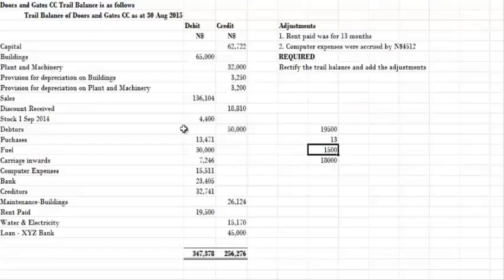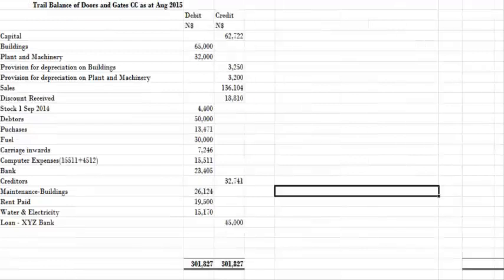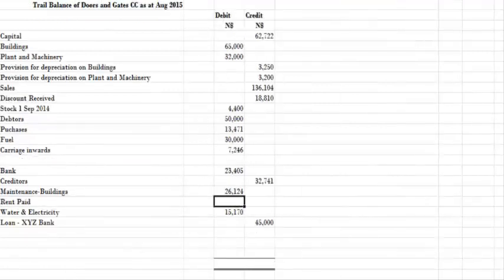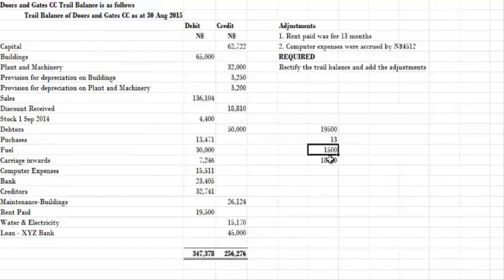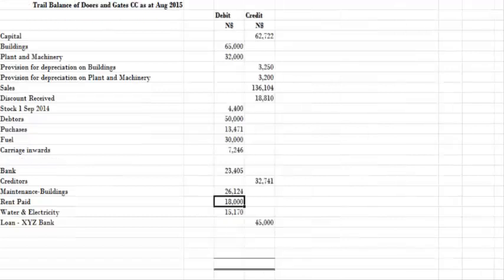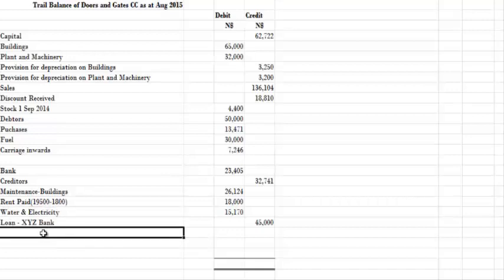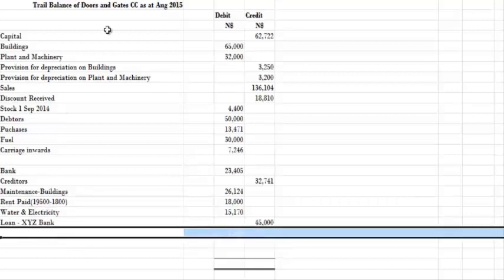Now a prepayment is a current asset, and all our assets need to be debited. Now how will we do this adjustment on our trial balance? Well, what we need to do is put in the 18,000 for our rent paid, because what we needed to do there was take our 19,500 less our 1,500, and then we'll get 18,000. But then also we need to add our current asset of prepayments of 1,500.